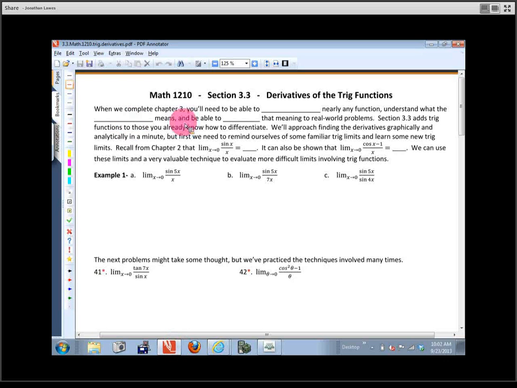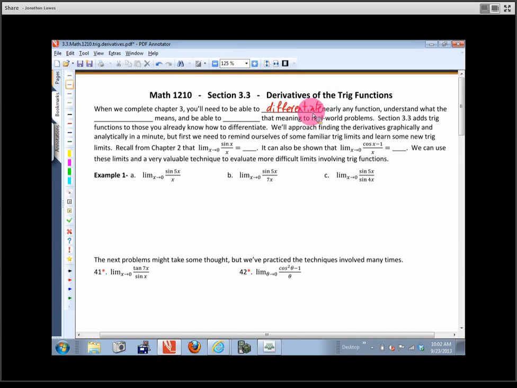So when we're done with chapter 3, you'll need to be able to differentiate nearly any function. Okay, so that's what this entire chapter is about, is just adding to our bag of tricks, finding derivatives of any type of function. So we've done the exponential function, we've done power functions, we've done products, quotients, sums, differences, constants, all that sort of stuff. Okay, so we'll need to be able to find the derivative of any function that we're presented with.